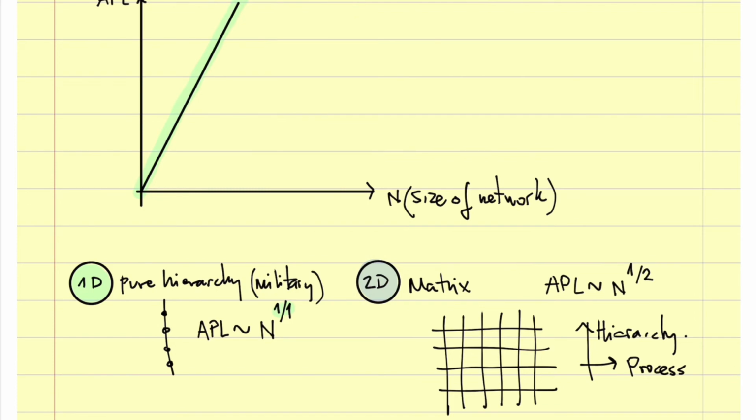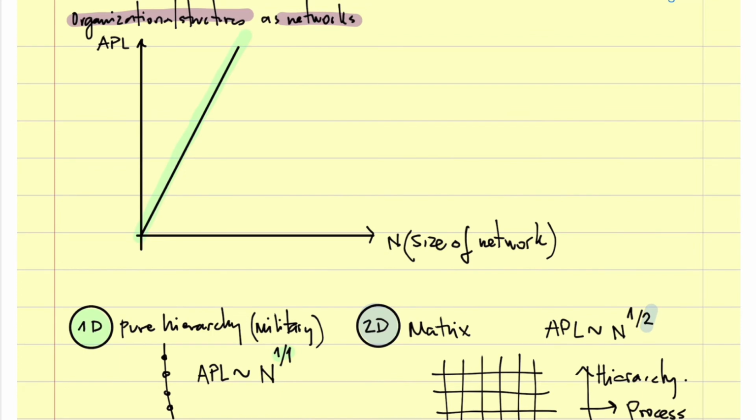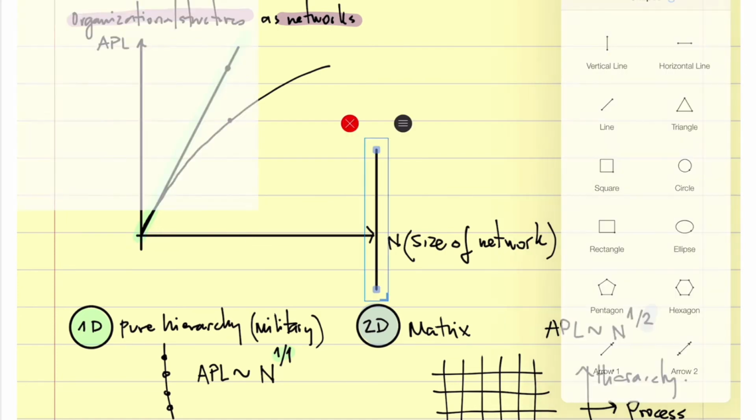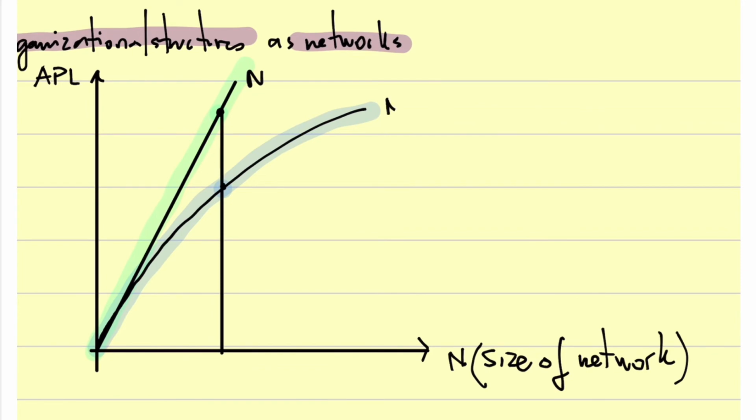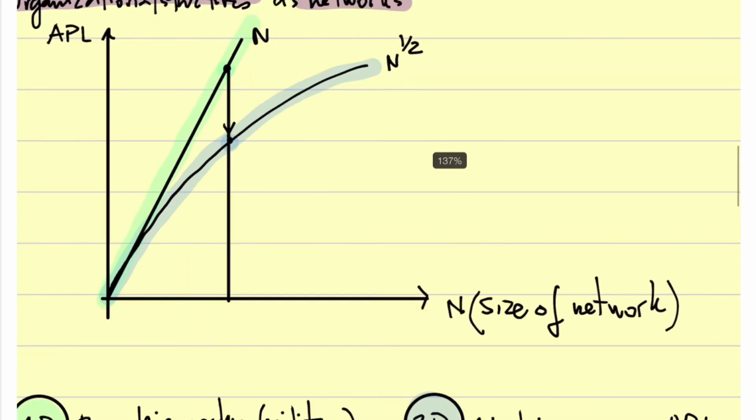Okay, so 2, here you had the 1, and this means that with increasing size of the network, you get better performance. You get the information to be translated to the next level in a faster way. So this means that if you have the same number of nodes for any given system, the matrix organization is going to be working better than the pure hierarchical organization, because the average path length is going to be lower. Okay?